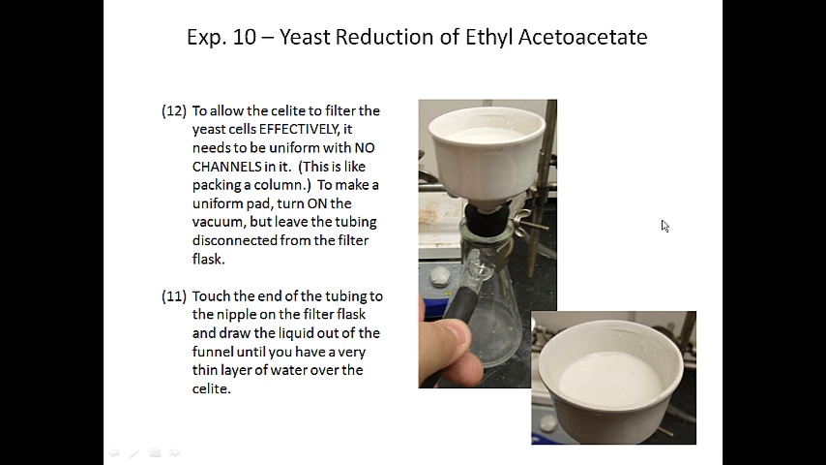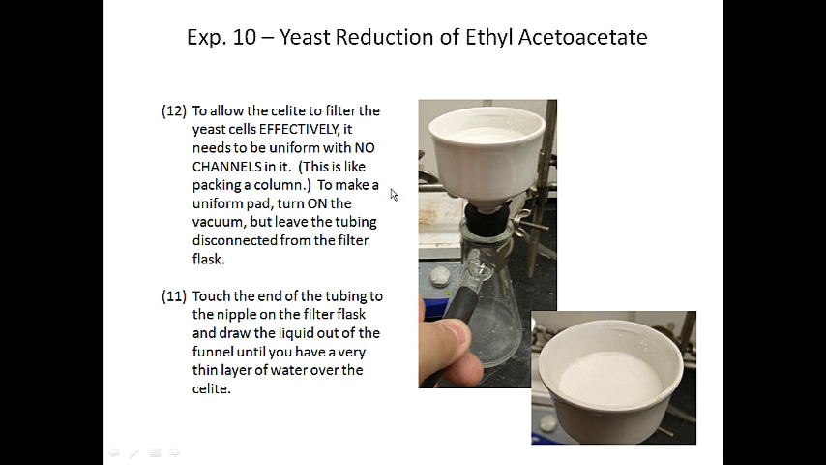Okay. So now we've created sort of a slurry here, except that this will not do what the column did, where the solution runs through until it gets just above the layer of silica gel in the column. That won't happen here. So what we need to do is create a uniform pad with no channels. The channels are where the solution will go, and so the yeast will not be filtered properly.